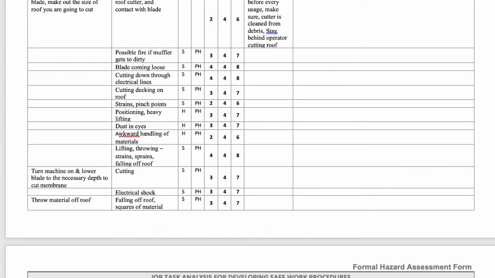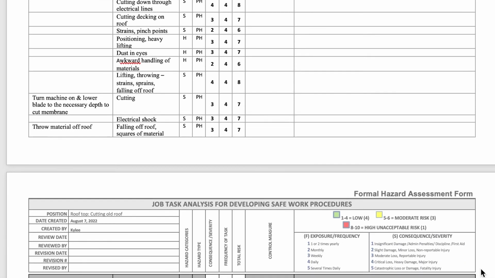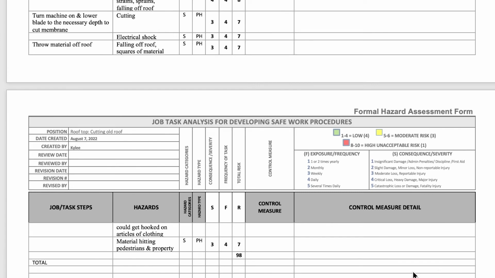Once you have completed and have a general idea of the overall risk involved for each task, you will come up with a total from the total risk of each job duty, which will give you a number. For this job, for example, it is a 98, which is fairly high. This means that you will need to have many controls in place to ensure that the risk is lowered from highly unacceptable risk to a more moderate and low risk.